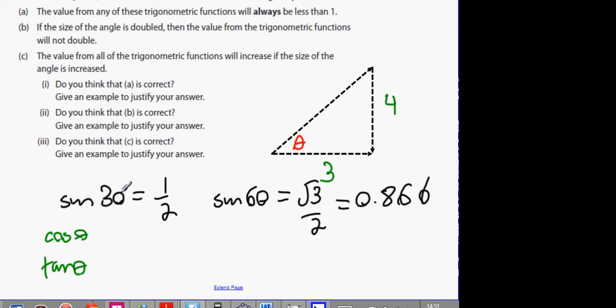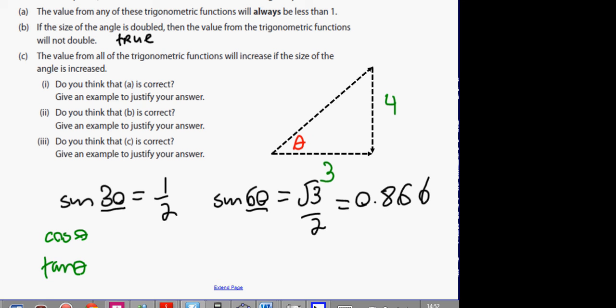Guys, when the angle doubled, did the value of sine double? No. So if the size of the angle doubled, then the value of the trigonometric function will not double. This is true. It doesn't double. It'd be the number 1 otherwise, wouldn't it? Okay, the value of all the trigonometric functions will increase if the size of the angle increases. Do you think this is correct?